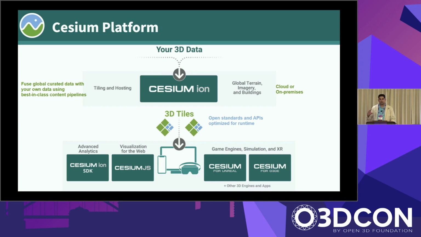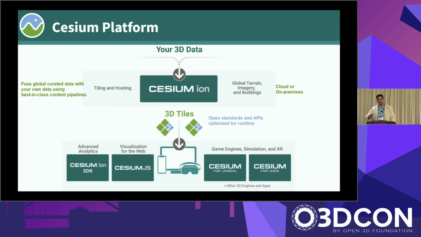But the engines themselves don't have data. The data is coming from a variety of different sources. And Cesium makes that easier by having a SaaS platform called Cesium Ion, where we have global curated content, terrain, imagery, buildings, photogrammetry, that can be then disseminated into all of these game engines using 3D tiles.